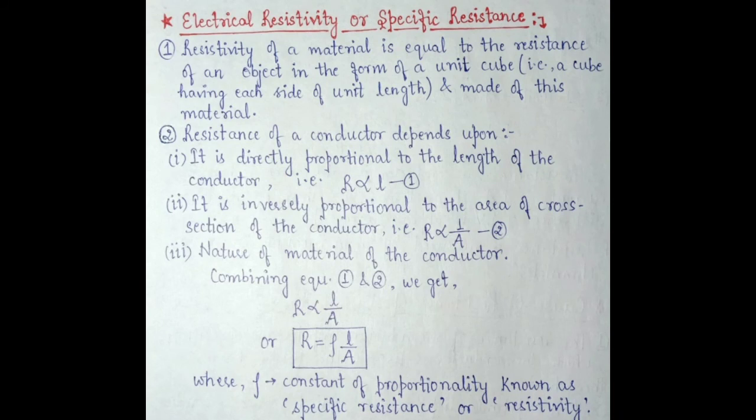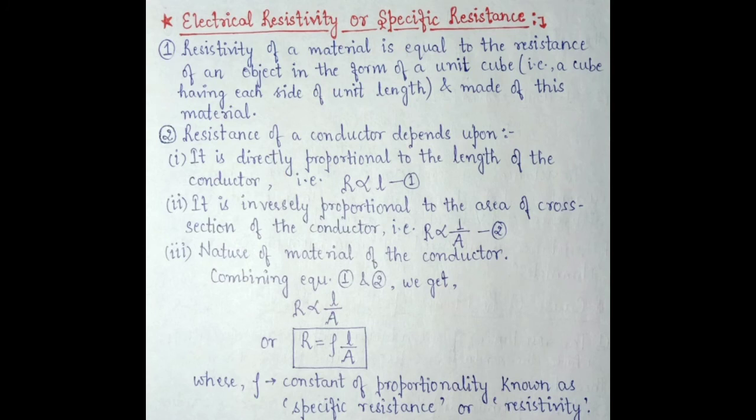Now the next subtopic which comes under Ohm's law is electrical resistivity or specific resistance. So this is also an important topic. In the very first point it is written that resistivity of a material is equal to the resistance of an object in the form of a unit cube. So what is resistivity? It is equal to the resistance of an object in the form of unit cube. What is unit cube? That is a cube having each side of unit length and made of this material. So this is the definition of electrical resistivity, and another name of electrical resistivity is specific resistance.